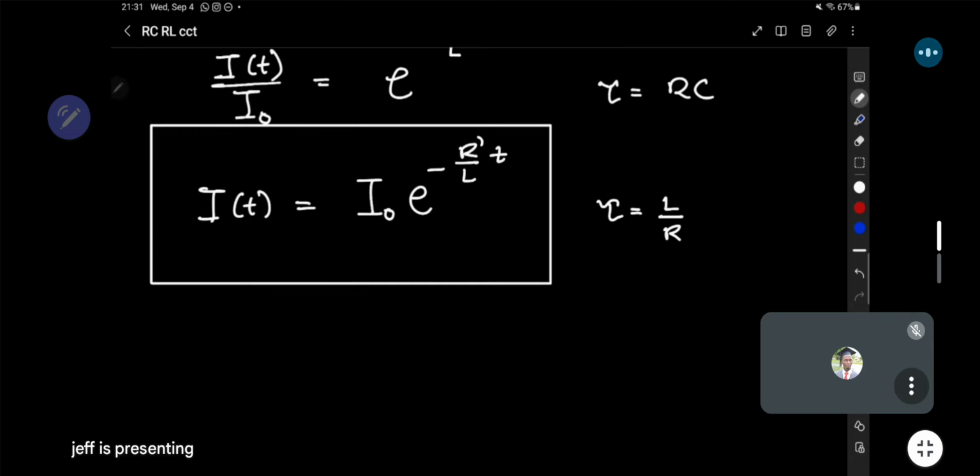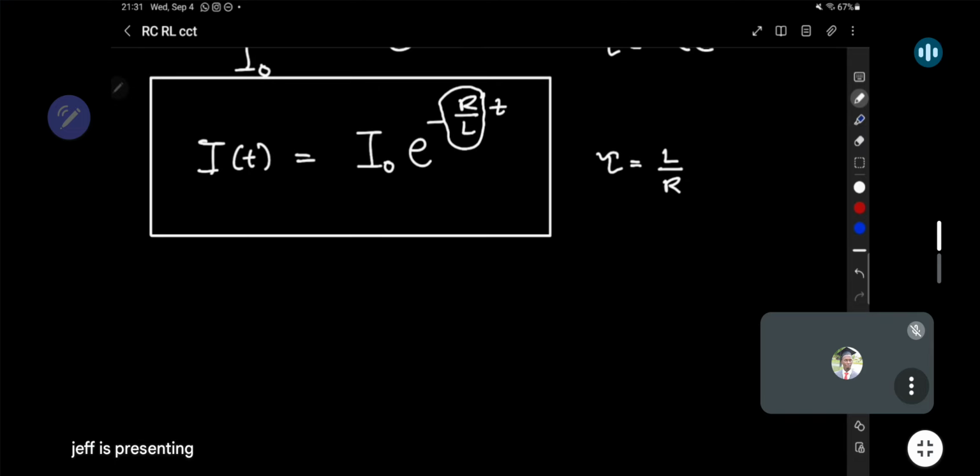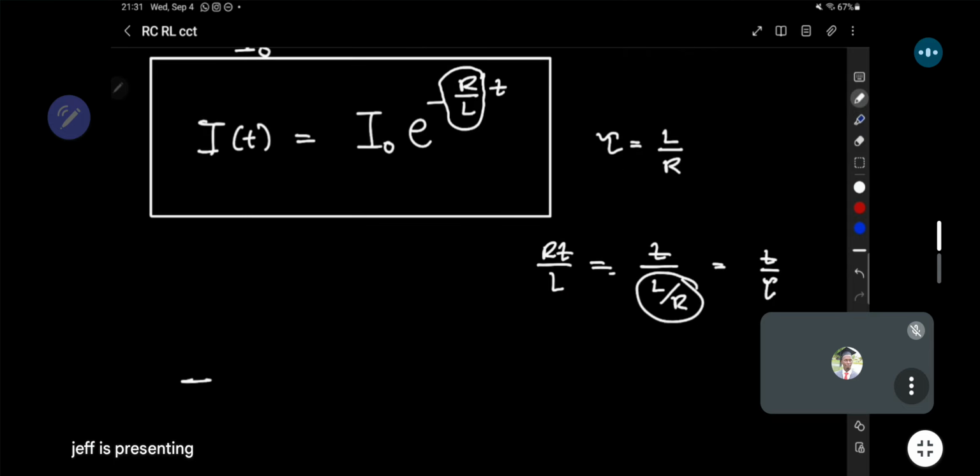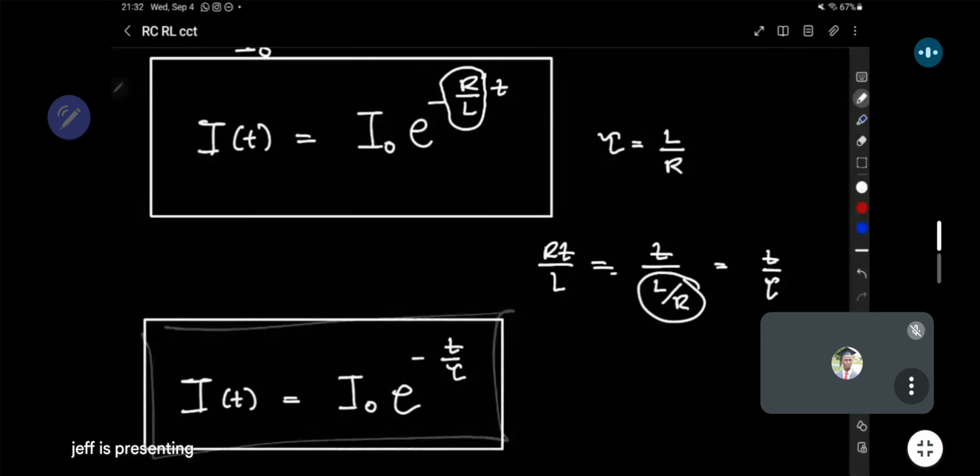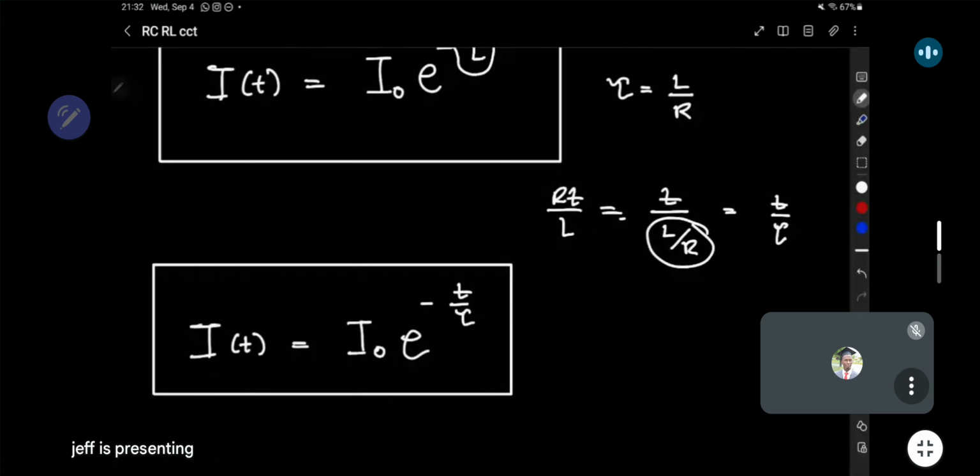So if we tried to see the time constant there, you will notice that this R over L, let me write the whole power there. This R t over L can be seen as t over L over R. So that this now can be taken as tau. So that now the response from our inductor can be viewed as I0 e to the minus t over the time constant. So now it takes shape. It comes to look like the response from a capacitor.